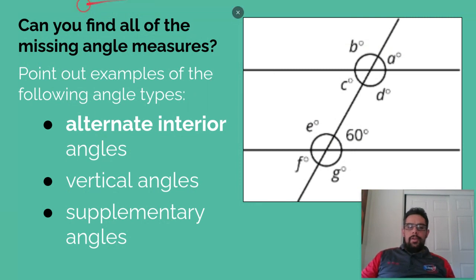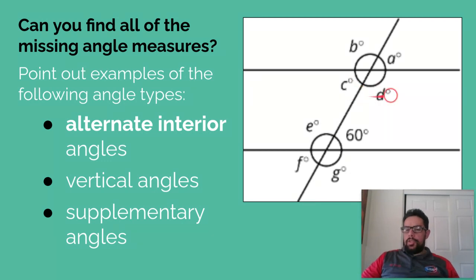Okay, so now here is applying the ideas of the lesson. Can you find all the missing angle measures? Here you have a diagram with two parallel lines, this one right here and this one right here. If I were to say find angle C, you know the measurement of angle C because it is an alternate interior angle to the angle of 60. So angle C measures 60 degrees, because alternate interior angles are congruent.